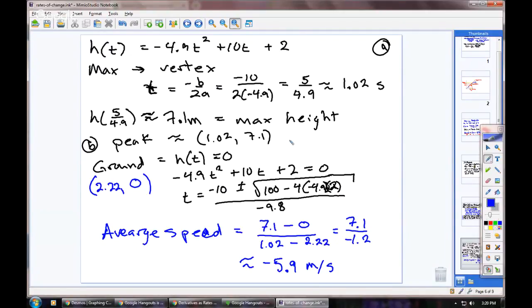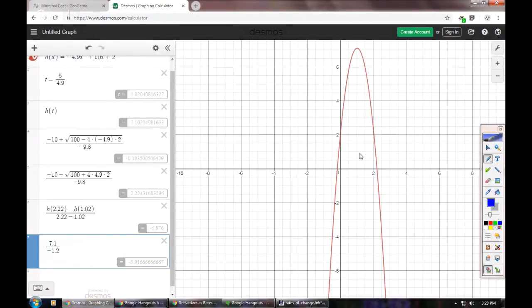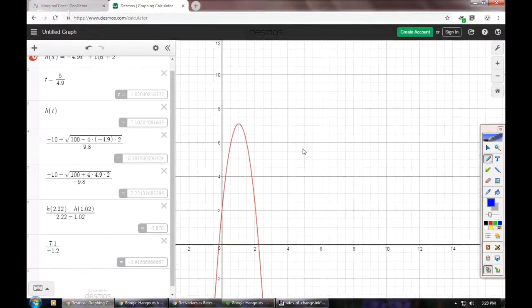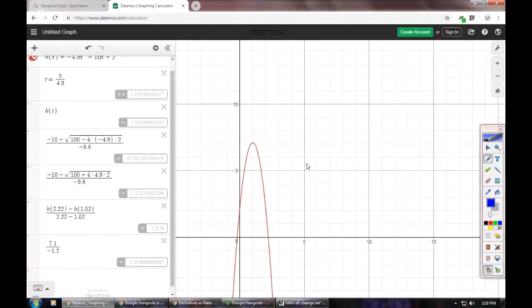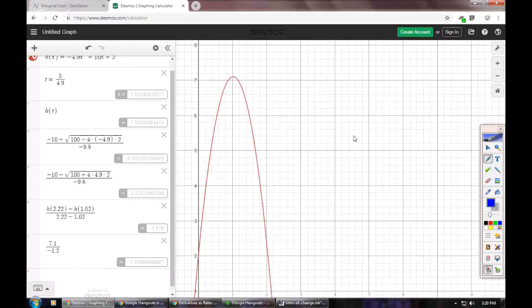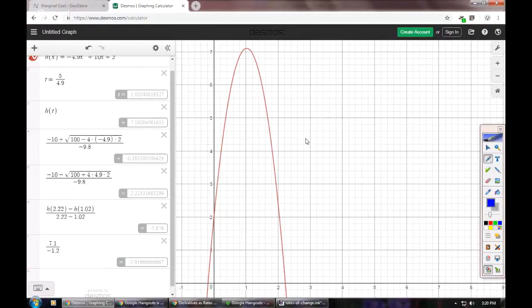Now, if you look at the graph of this thing, and we zoom in on it a little bit, the slope over here is not quite as steep as the slope down here. So that's an interesting thing to consider. It's steeper down there.